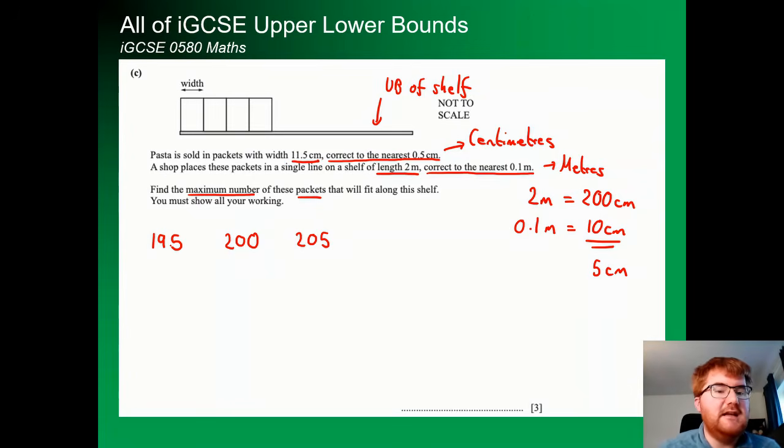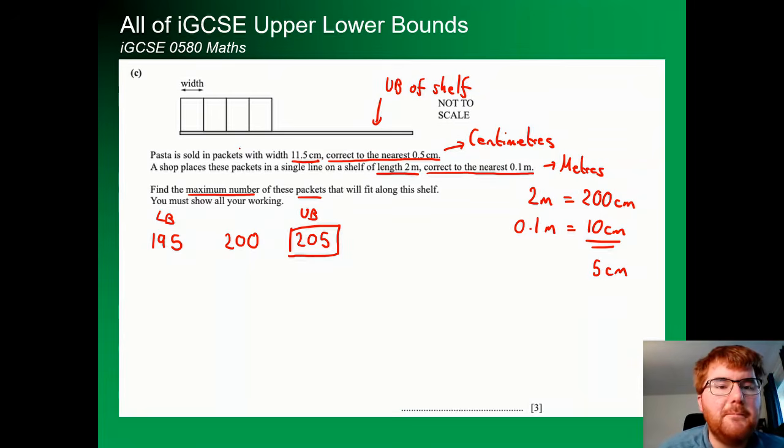Again, if it's equal to 195, to the nearest 10 centimeters, we'd round up to 200. If it was 194, we'd round down to 190. So we want the upper bound here. So this is our upper bound, this is lower bound. So we want to use this 205.